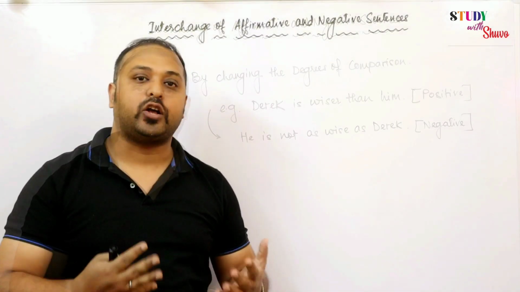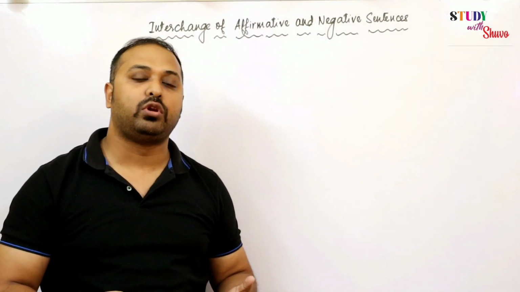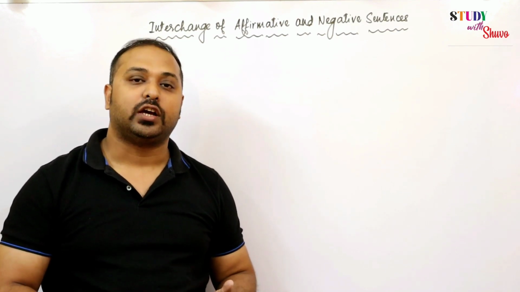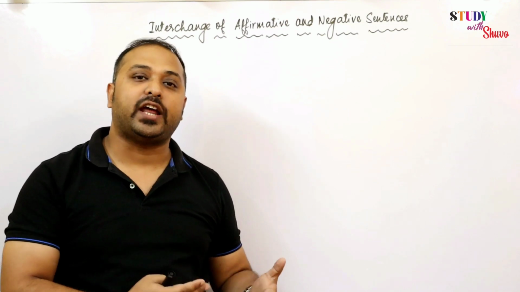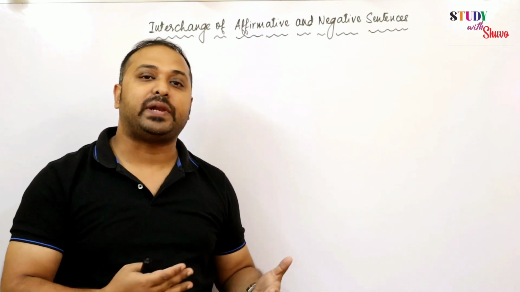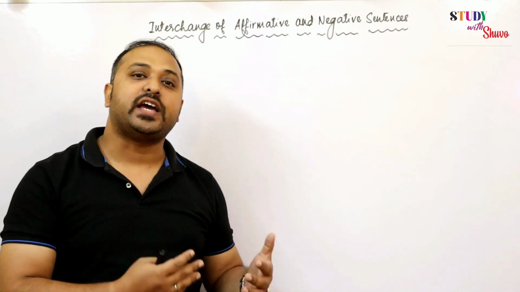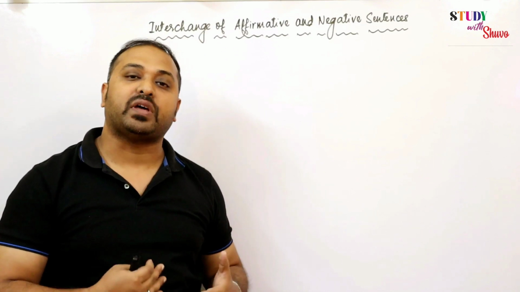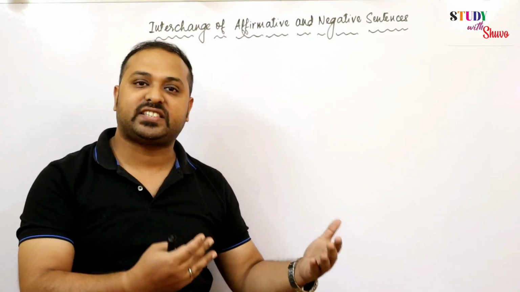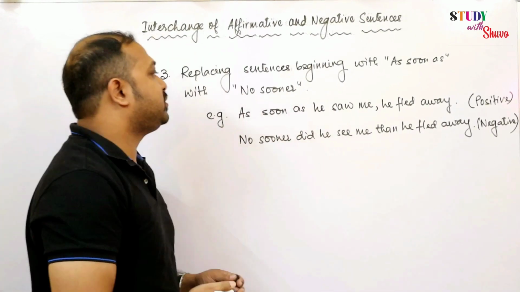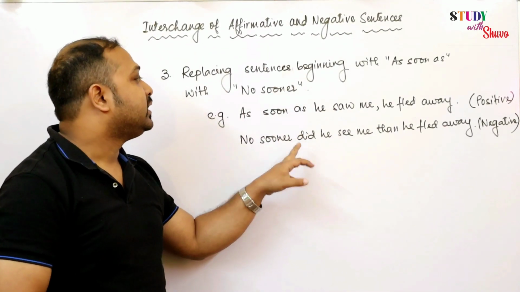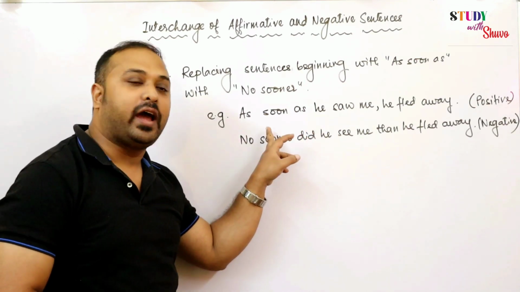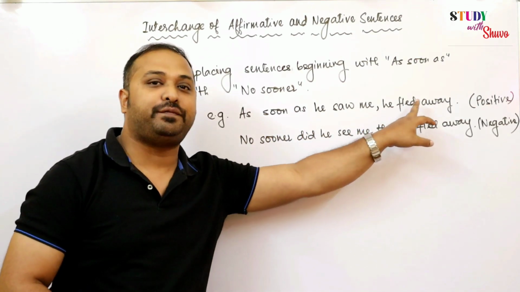Now children, let's go ahead with the third rule of transformation of a sentence from affirmative to negative. The third rule says that we can use no sooner in place of as soon as. Sentences that begin with as soon as can be rewritten with the beginning no sooner. Now let's take an example. So children, we have taken a sentence which begins with as soon as, and the sentence is, as soon as he saw me, he fled away.